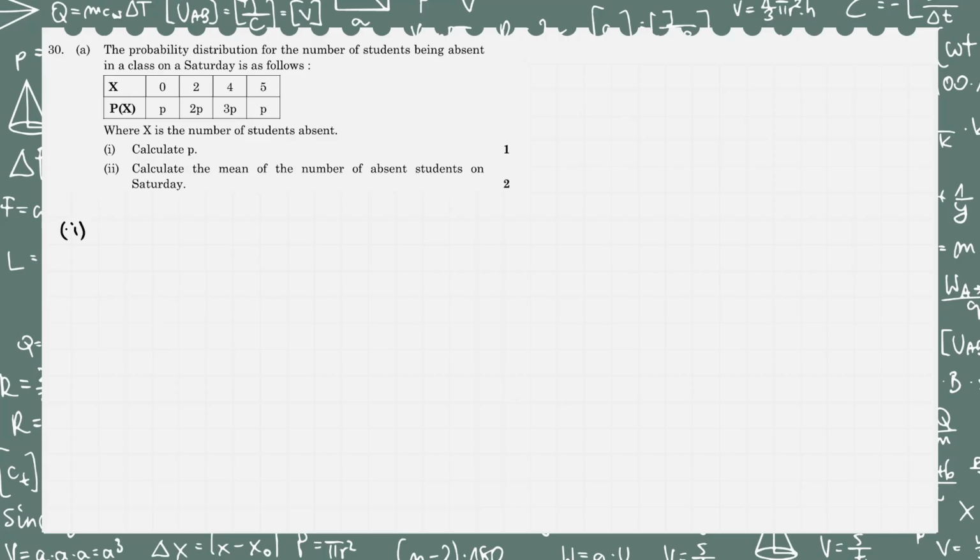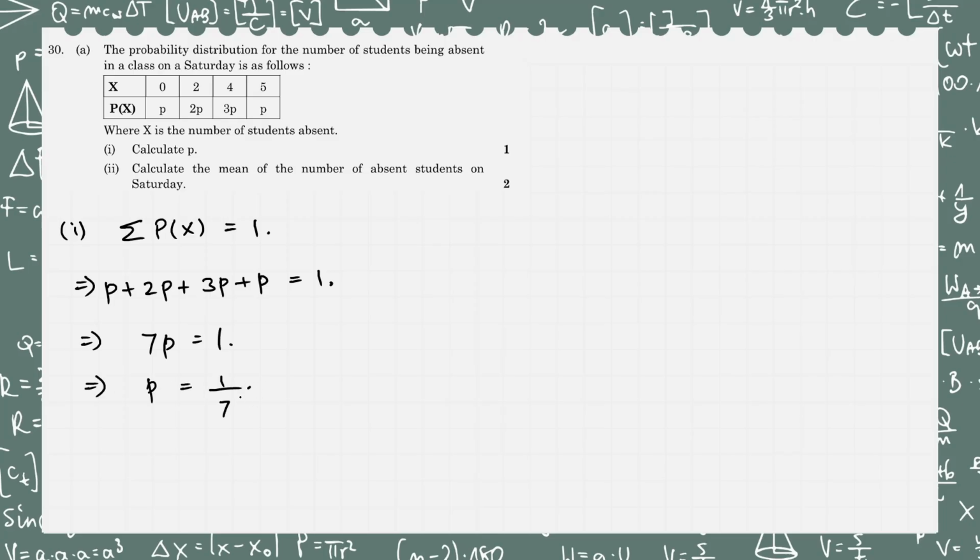So let us try to solve the first sum. We know that sigma P of X equals 1. The sum of all the probabilities is equal to 1. So that means P + 2P + 3P + P should give you 1 as the answer. So when we add all of them, 1, 2, 3, 1, 3, 3, 7, 7P equals 1 we are getting. So that gives you P equals 1 by 7.